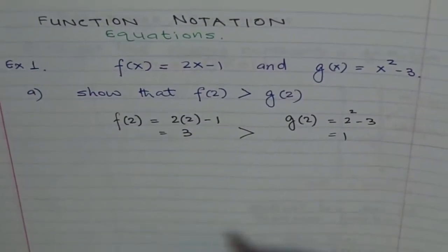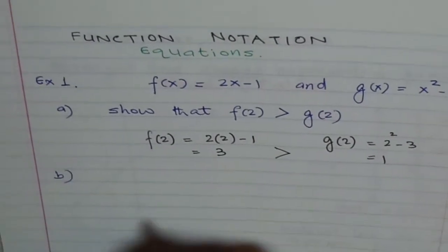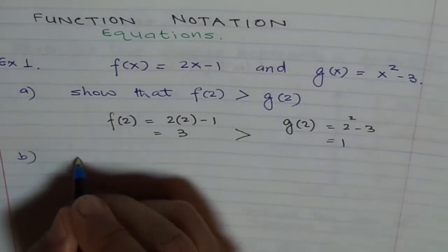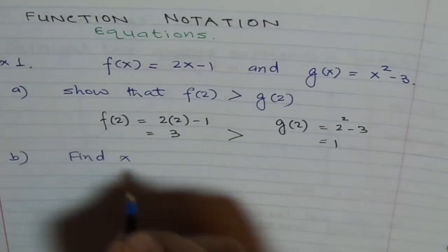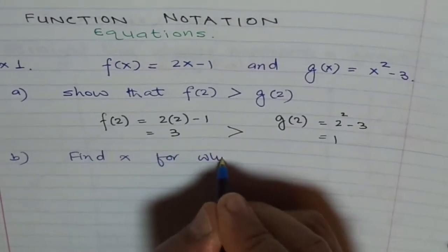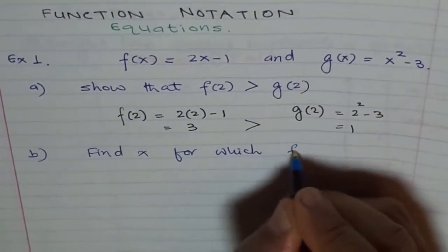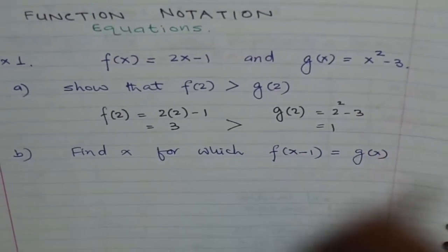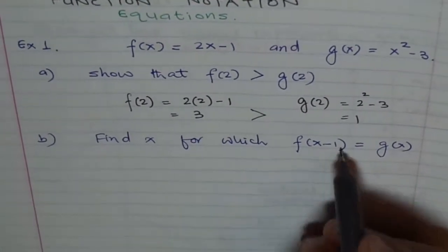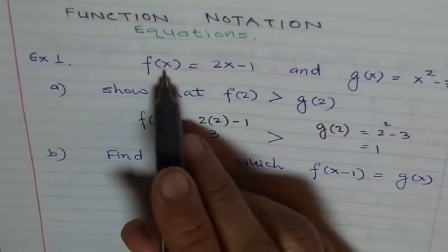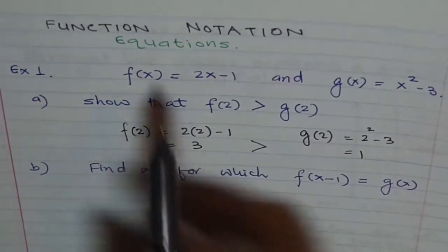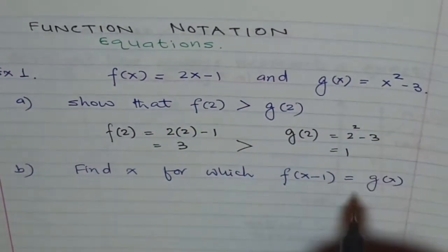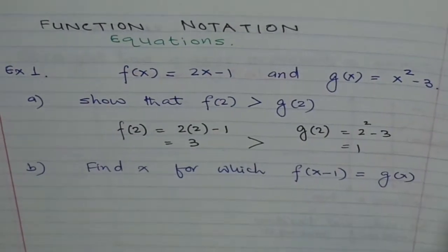Okay, let's look into some more algebraic operations using functions. Find x for which f of x minus 1 equals g of x. Now, to solve this problem, we are going to replace x with x minus 1 in function f of x and then equate the two equations and find out the value of x for which both are same.